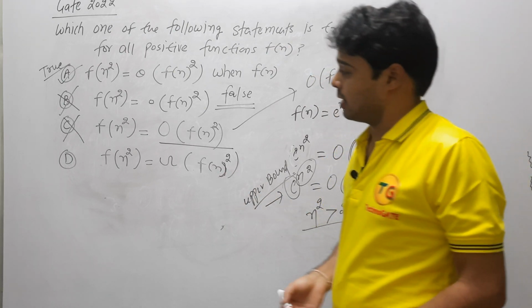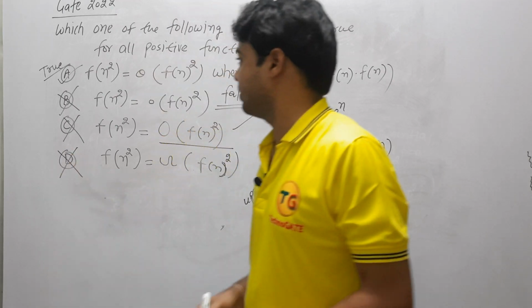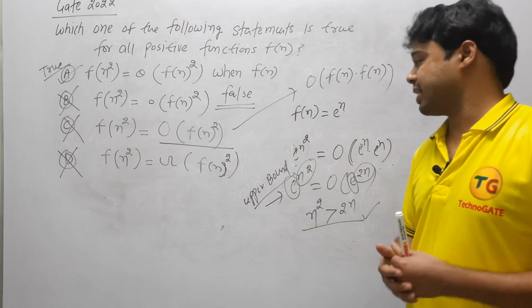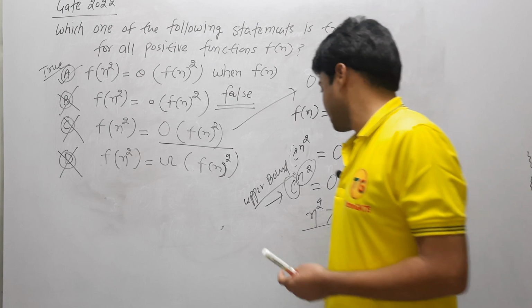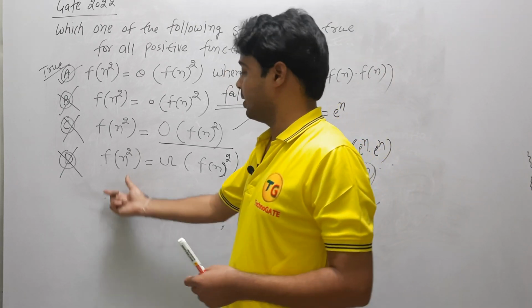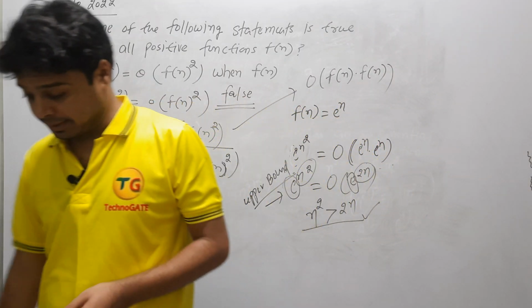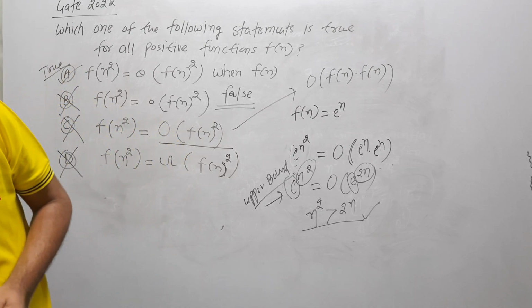And D is also false here. If big O is false, then definitely D is also false here. This must be a lower bound on this one, so it is not possible here. So A is the correct one. Option A is the correct one.